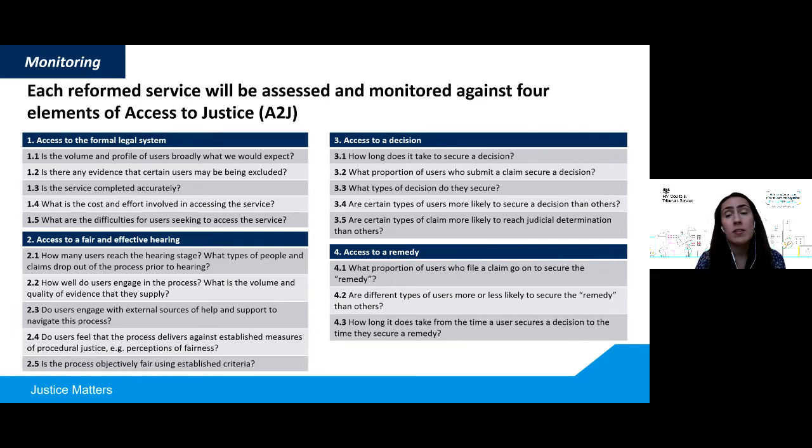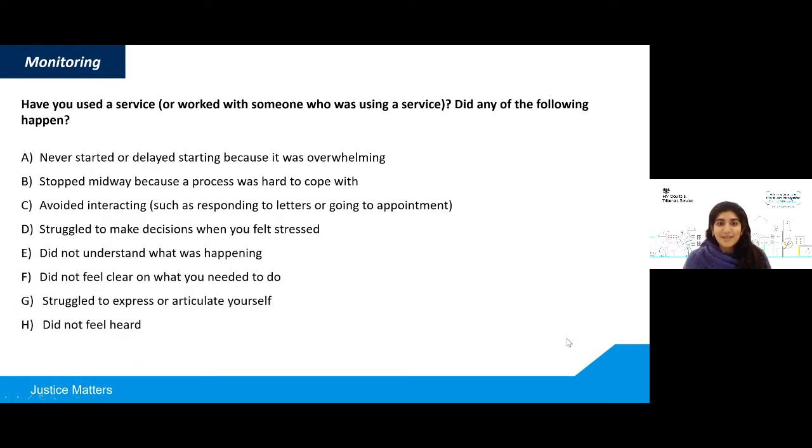We're now scoping access to justice assessments for civil money claims, divorce, and the Social Security and Child Support Tribunal court service as well. And I'm now handing back to Gul, who has some questions for you. Thanks, Laura.